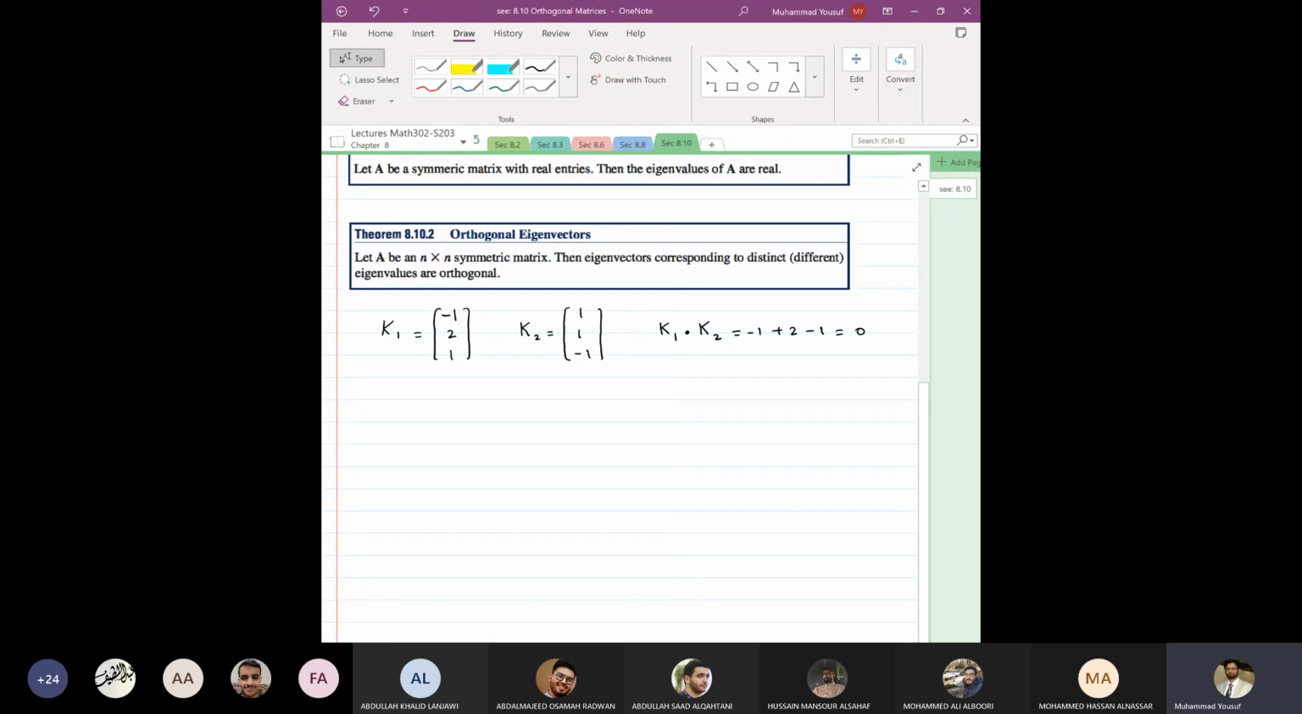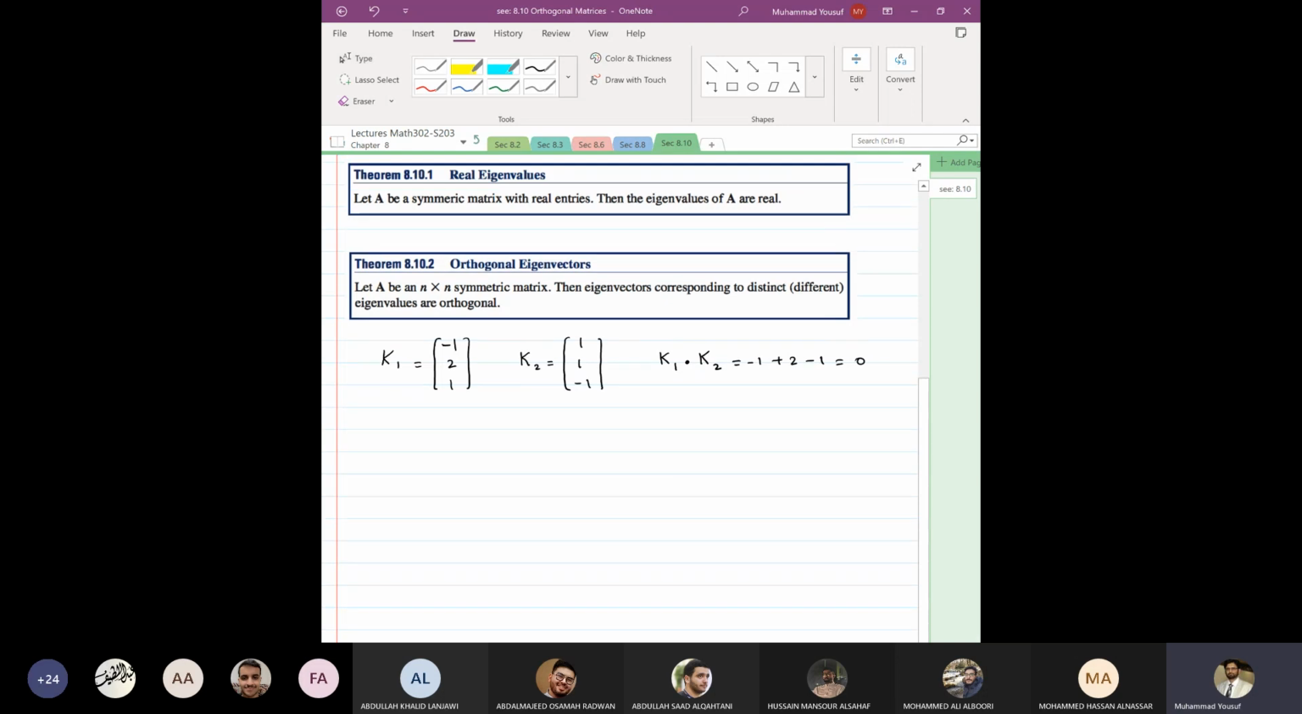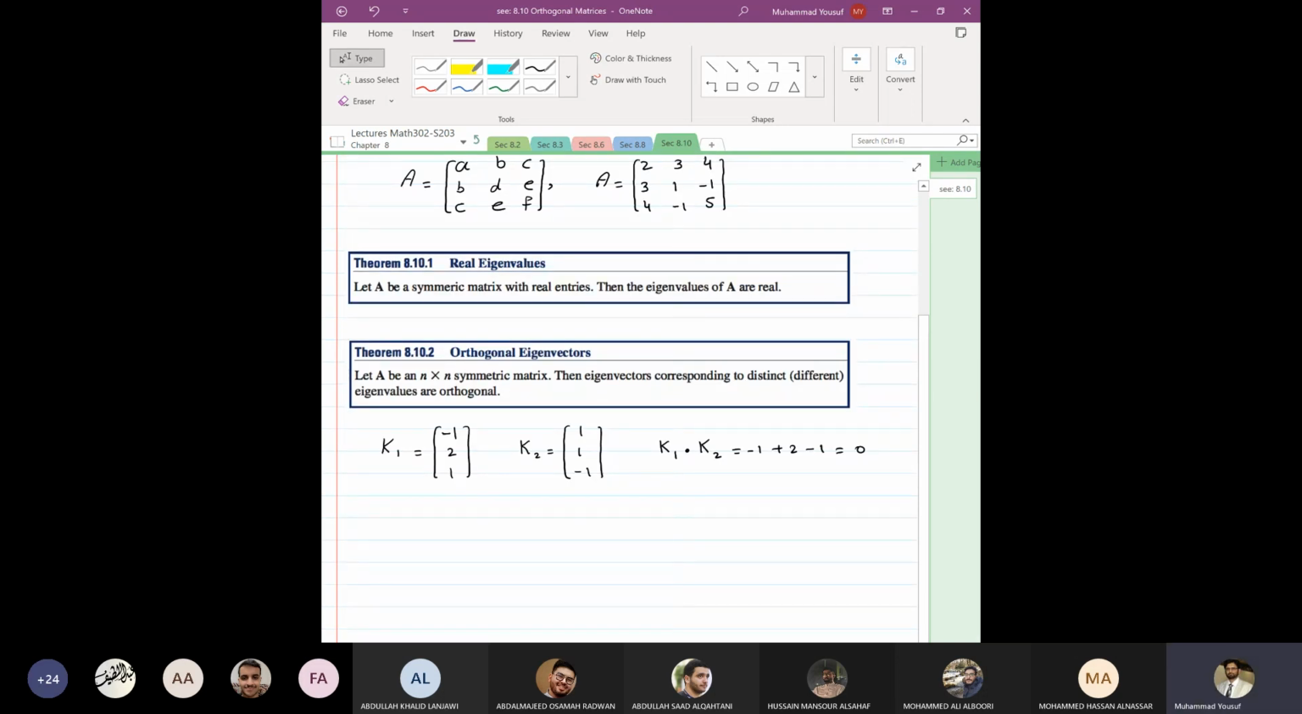And the result says that if we have a symmetric matrix, then the eigenvectors corresponding to distinct eigenvalues are orthogonal. Now, theorem 8.10.1 says that if a matrix is symmetric, then the eigenvalues are real. And the next theorem says that for a symmetric matrix, eigenvectors corresponding to distinct eigenvalues are orthogonal. Distinct. Doctor? Yes. Shouldn't it be K1 transpose multiplied by K2, or dot K2?